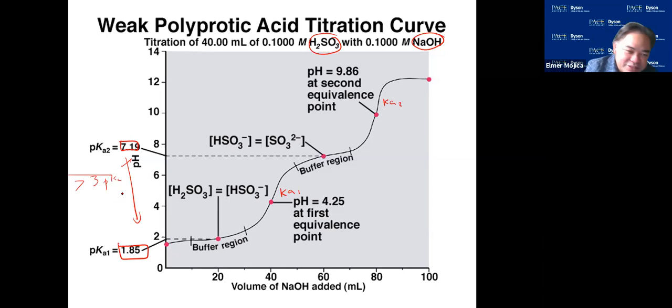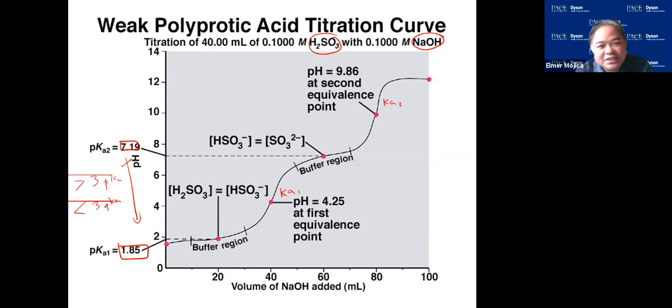But what do you think happens if it's less than 3? Anyone? Hello? What do you think happens if there is less than 3 pKa units between the two pKa's? Will the equivalence point be more pronounced or less pronounced?